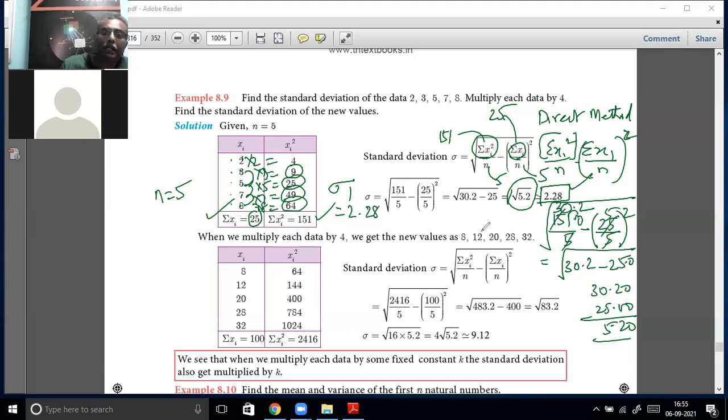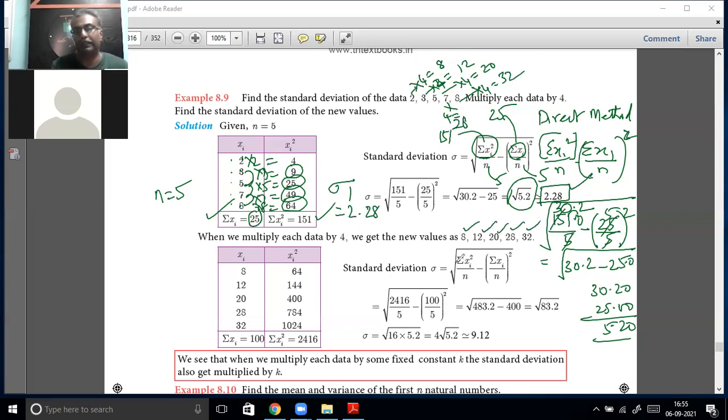Now multiply each data by 4. 2 into 4, 8. 3 into 4, 12. 5 into 4, 20. Very good. 7 into 4, 28. 8 into 4, 32. 8, 12, 20, 28, 32. Correct. You said correctly.